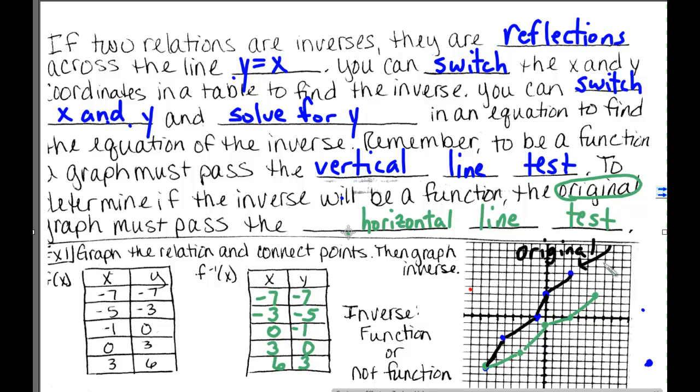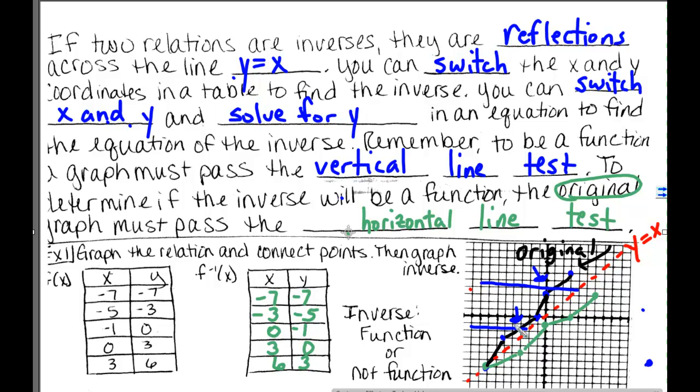Notice that the black is the original, the green is the inverse, and they reflect across y equals x. They are mirror images on either side of the red dotted line y equals x. Now we need to determine if it's a function. So we draw a horizontal line through the original. At this point it is a function because it only crosses one time.